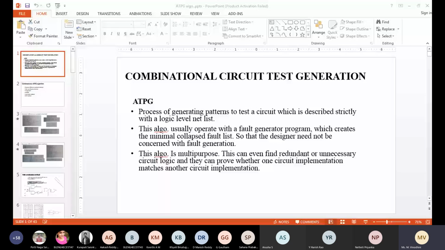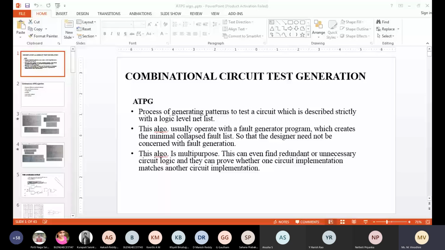The process of generating patterns to test a circuit, which is described strictly with a logic level netlist. Remember, I can use this algorithm if my circuit is in gate level modeling. If it is in any other modeling, I cannot use this ATPG algorithm.